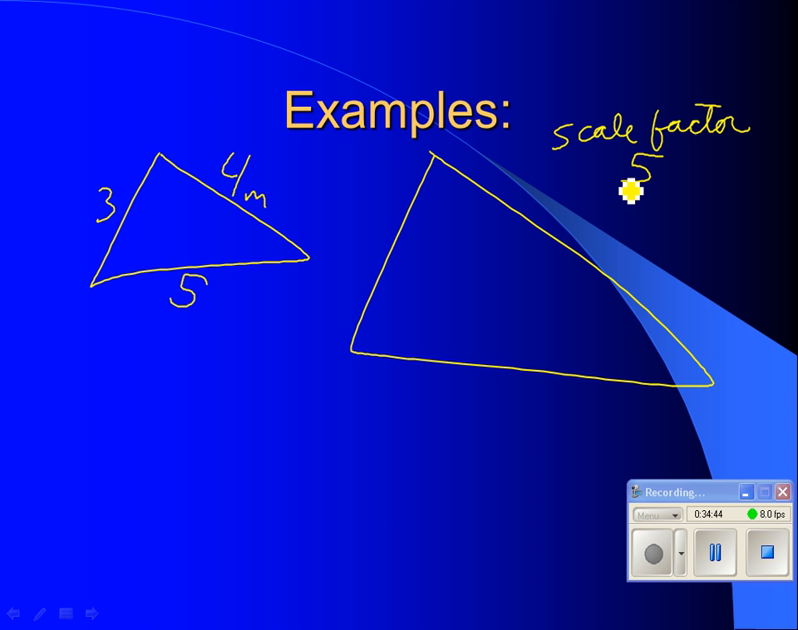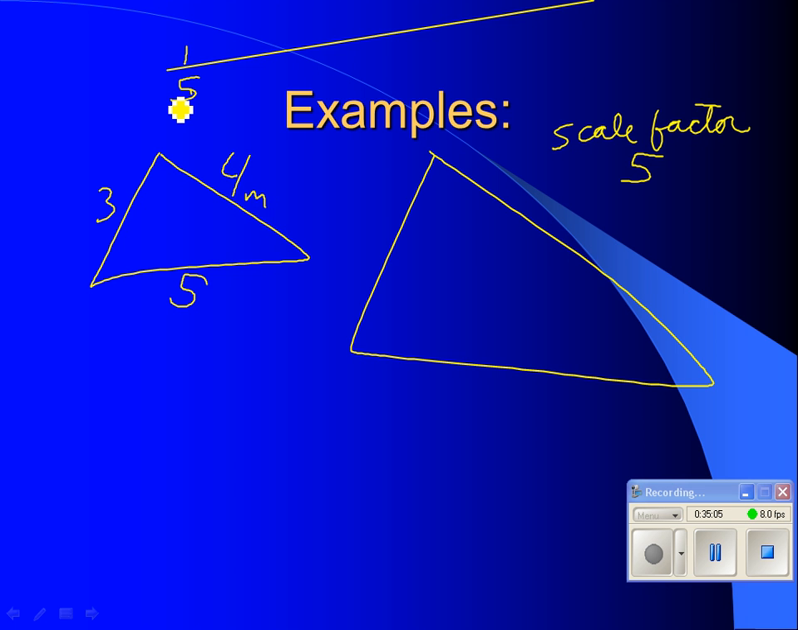If the scale factor is 5, what do you do with each of these numbers? Multiply them by 5. Now, what if the scale factor was 1/5? Then you would multiply them by 0.2, if you wanted to do it that way, or multiply by 1/5. Just take each number times whatever that scale factor is. That's going to give it to you.